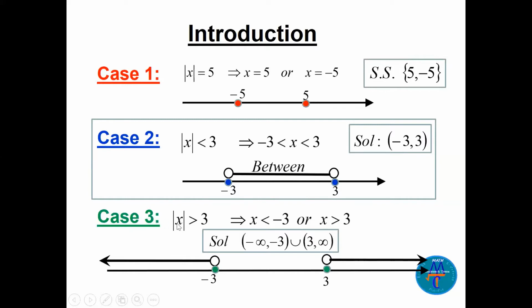Now case number 3 will be absolute value of x greater than 3. So x will be less than minus 3. You see all these numbers like minus 10, if you put it in the absolute value, becomes 10, greater than 3; minus 24 becomes 24, greater than 3; or x bigger than 3. So we have to use the union: minus infinity to minus 3 union 3 to infinity. If you have absolute value and greater, you have to have two intervals here. You cannot combine them like in case number 2.